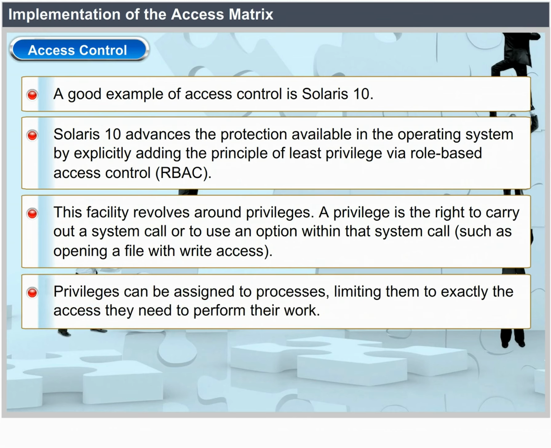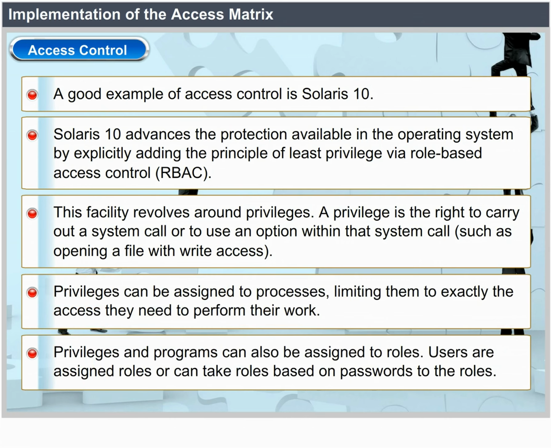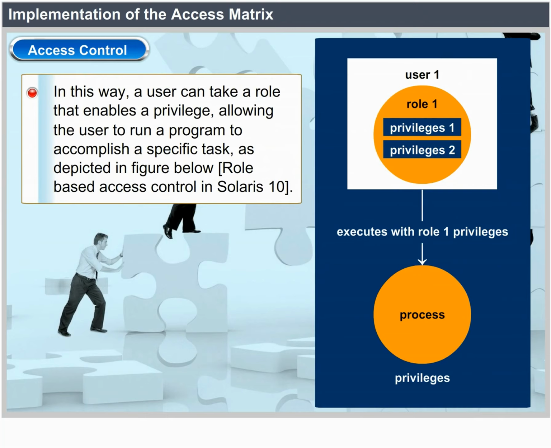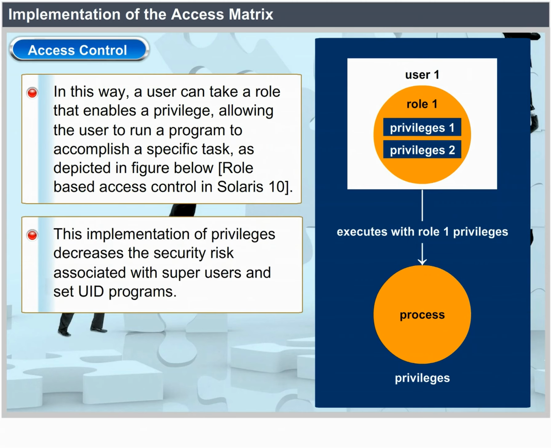Privileges can be assigned to processes, limiting them to exactly the access they need to perform their work. Privileges and programs can also be assigned to roles. Users are assigned roles or can take roles based on passwords to the roles. In this way, a user can take a role that enables a privilege, allowing the user to run a program to accomplish a specific task, as depicted in the figure below. Role-based access control in Solaris 10. This implementation of privileges decreases the security risk associated with superusers and set UID programs.